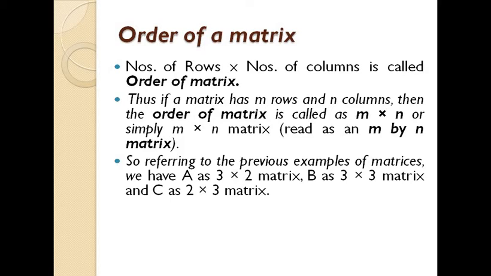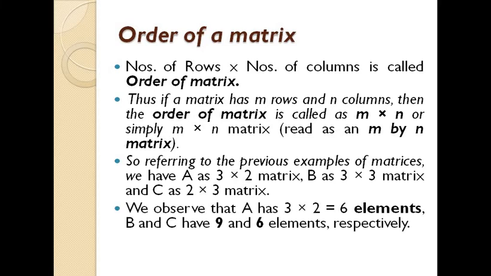The product is always 6, but the orders of both matrices are not the same. That means 3 into 2 is totally different from 2 into 3, because here the number of rows and number of columns both are varying. So we observe that A has 3 into 2, that means 6 elements, and B and C have 9 and 6 elements respectively. How are we calculating the number of elements? By multiplying the number of rows and number of columns of that particular matrix.